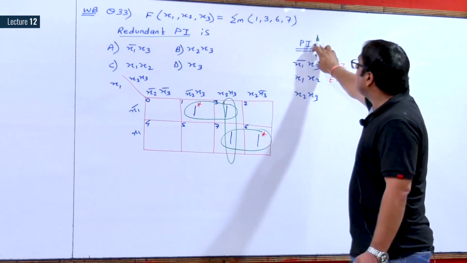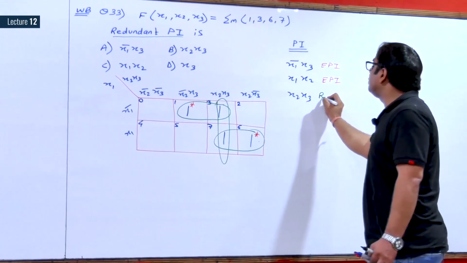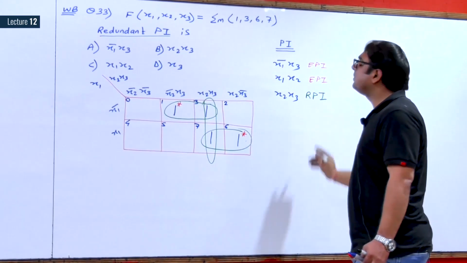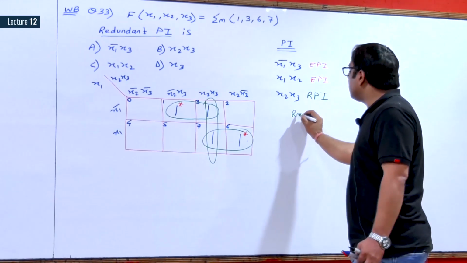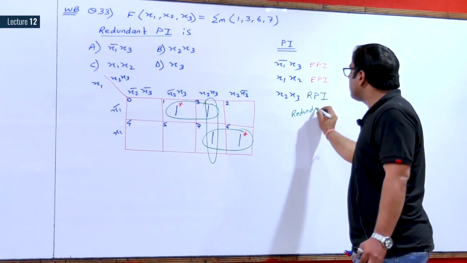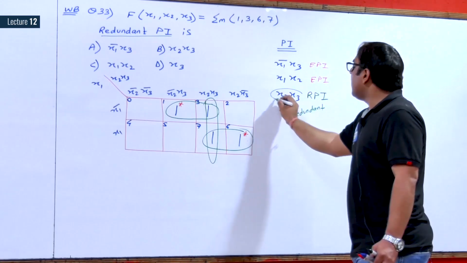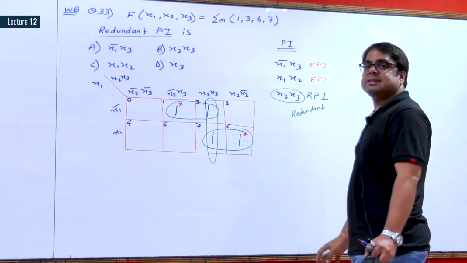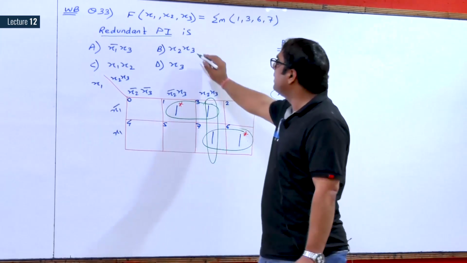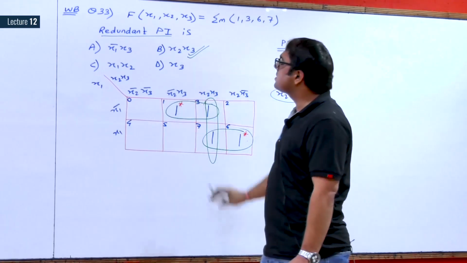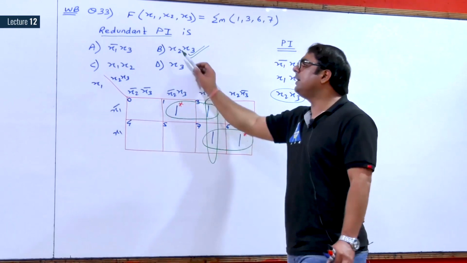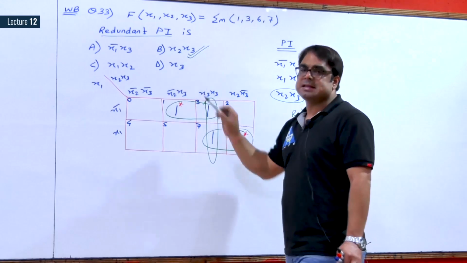And the prime implicant which is not essential is a redundant prime implicant. x2, x3 is a redundant prime implicant. Option B is correct.